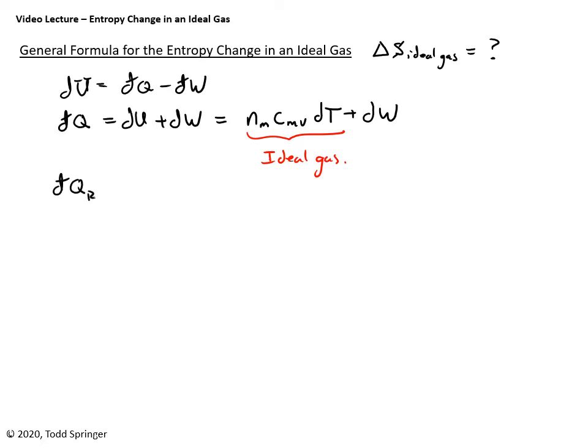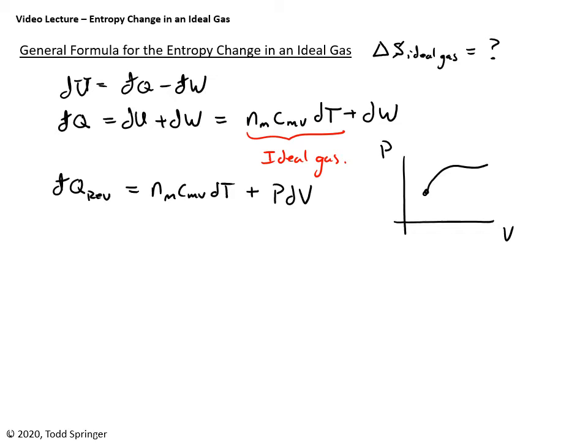Now let's suppose we specify to a reversible process. The first term is unaffected because it only deals with state variables anyway. And then the work done in a reversible process is P dV. That's the formula we've been using the whole time. And now maybe I want to get, for example, an expression for the heat added in some process starting from some initial point to some final point.